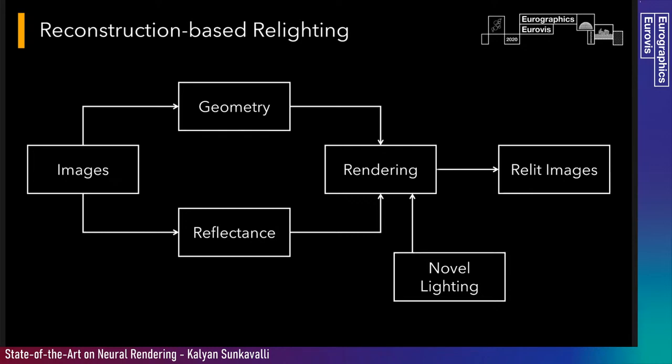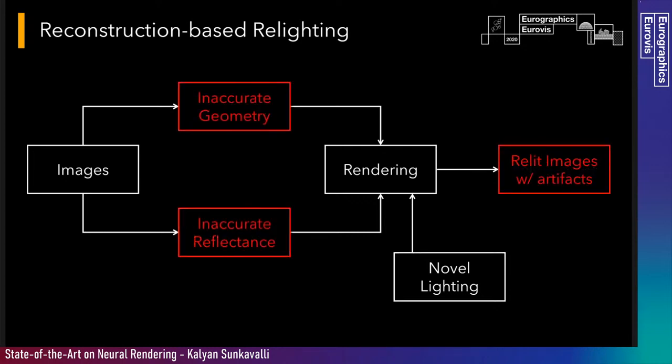Now, the problem, of course, is that reconstructing scene geometry and reflectance are very hard problems, and even state-of-the-art methods make errors in these estimates, and these errors propagate through the renderer and result in artifacts in the final rendered images. So the promise of neural rendering in this context is that we can build methods that use deep networks that work with inaccurate geometry and reflectance and still produce photorealistic results.